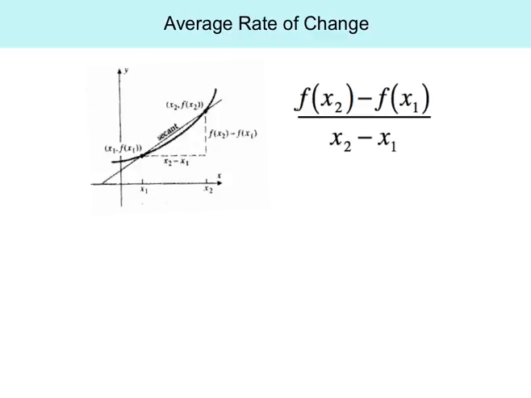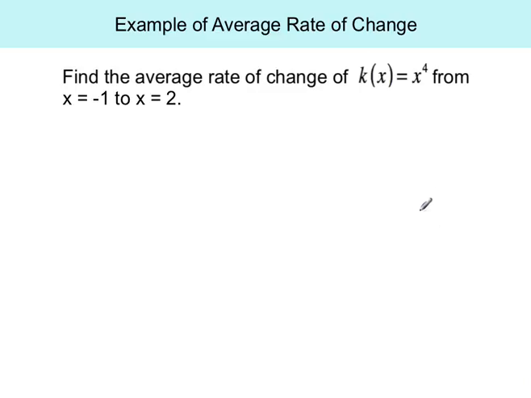The next thing I want to talk about is the average rate of change. The average rate of change is actually the slope of the secant line through 2 points on our curve. So if I look at 2 points, x1 comma f of x1, and x2 comma f of x2, and I figure out the slope between those 2 points, that's my average rate of change. So the difference in my y's over the difference in my x's. You might want to pause the video and copy that formula down. So let's do an example.